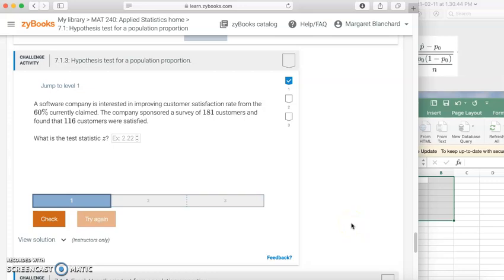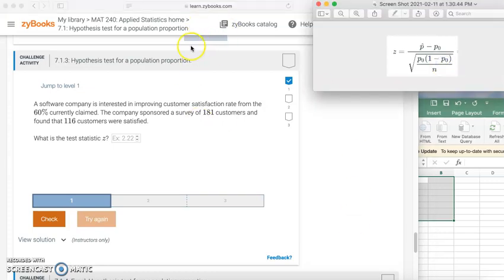Challenge activity 7.1.3. A software company is interested in improving customer satisfaction rate from the 60% currently claimed. The company sponsored a survey of 181 customers and found that 116 customers were satisfied. What is the test statistic?